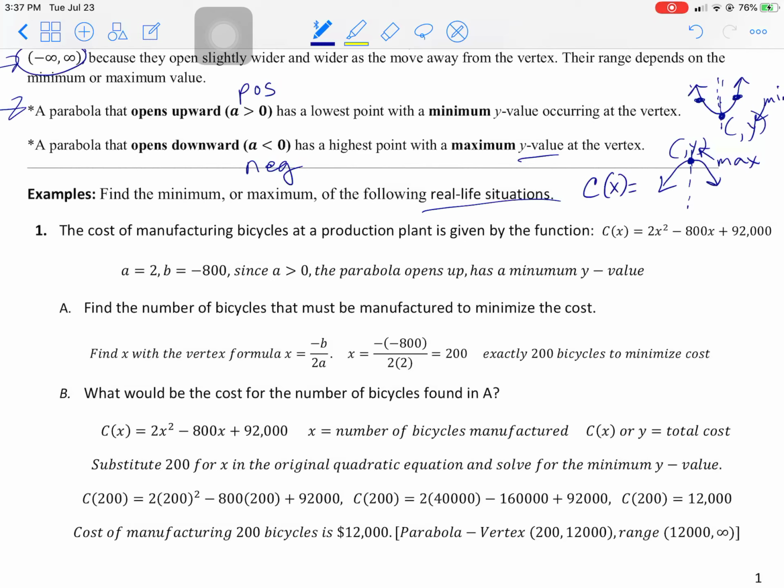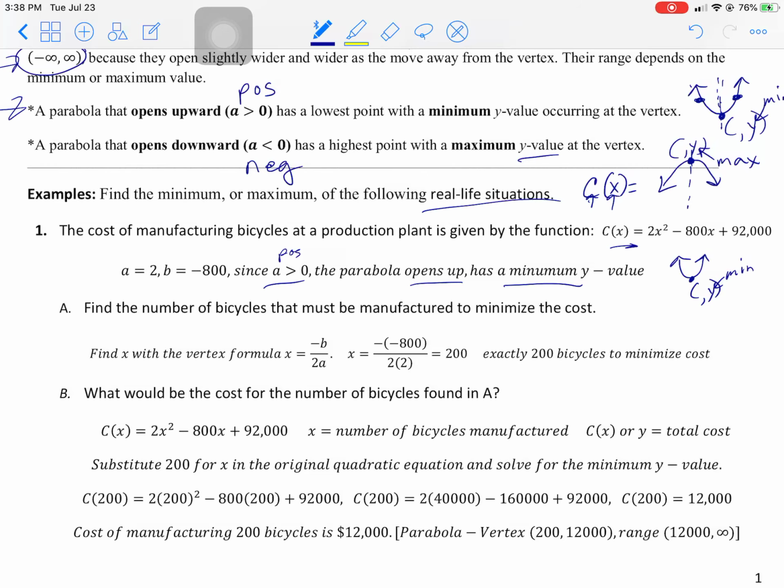And it is in the proper order, 2x squared minus 800x plus 92,000, okay? And we want to talk about the fact that the A is a positive 2. Since the A is a positive 2, it's greater than 0. That means the parabola opens up, which means it has a minimum. It opens up. So this right here, the y part of the vertex, is the minimum, okay? And it says, find the number of bicycles that must be manufactured to minimize cost.